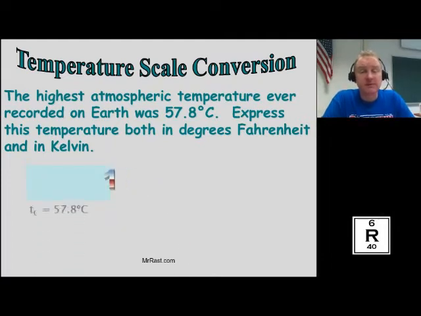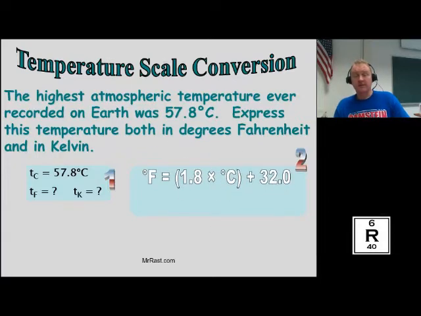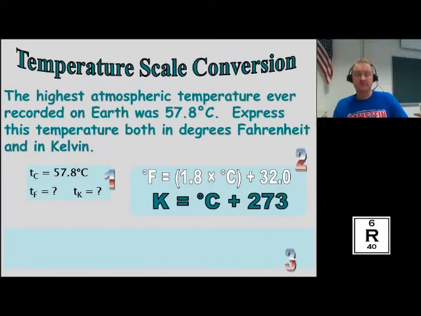So the first thing you do is pull out information that you know in the question, and we know that the temperature in Celsius is 57.8 degrees Celsius, and we want to solve for the Fahrenheit and the Kelvin. To solve for your Fahrenheit, you would multiply 1.8 times the Celsius and add 32 to it. To solve for your Kelvin, you would just add 273 to your Celsius. So let's solve it now. The first thing I always do in word problems is write what I know. The second thing is I write down what formulas I need. And the third thing is I solve it.